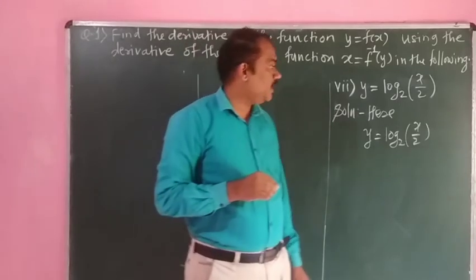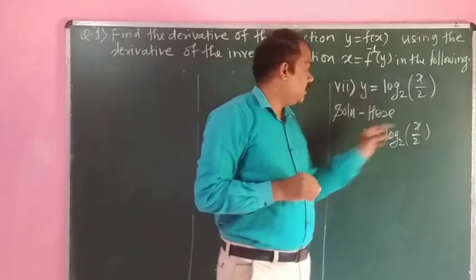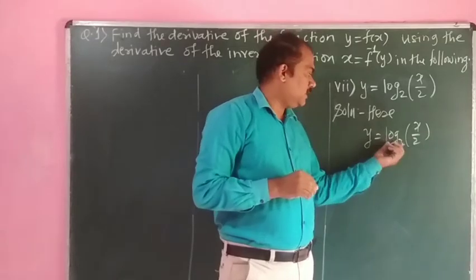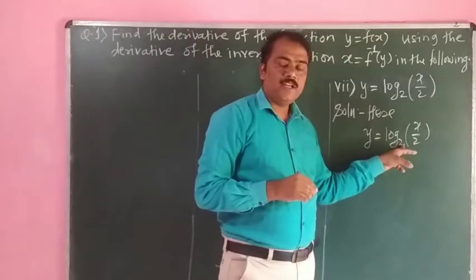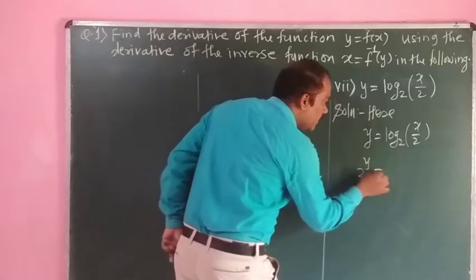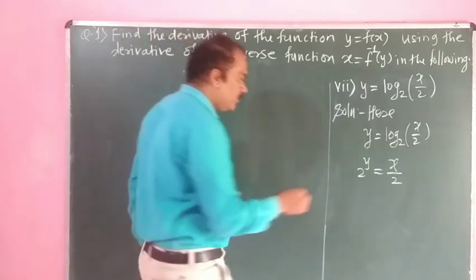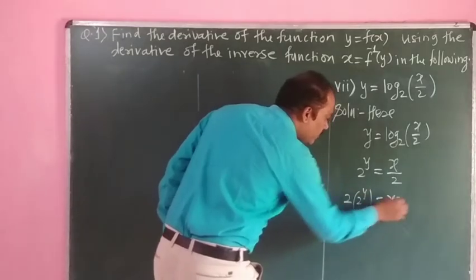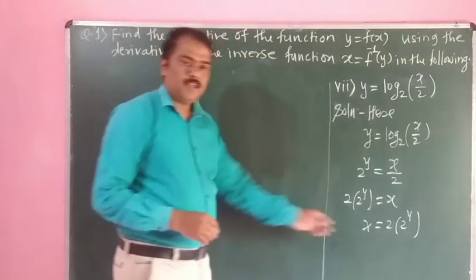Example number 8 is y is equal to log of x by 2 to the base 2. Here y is equal to log of x by 2 to the base 2, which is a logarithmic form. First of all, we have to convert into exponential form. What is the base here? 2. It becomes the base of the LHS. That's why we can write 2 raised to y is equal to x by 2. Multiplying by 2 on this side, 2 into 2 raised to y is equal to x, that is x is equal to 2 into 2 raised to y. This is the required inverse function.